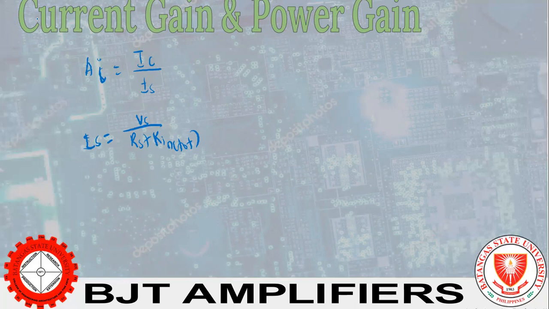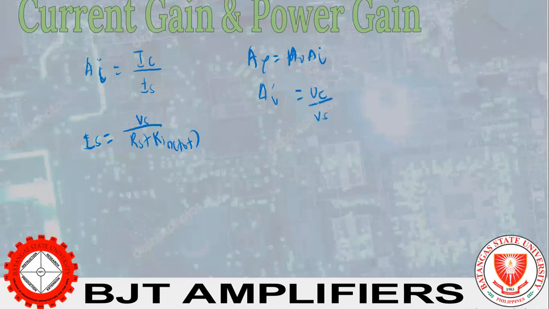And the power gain, so ano power gain? Pag multiply lang natin si AV, si voltage gain, at saka si current gain. Which, pwede din natin siyang isulat, yung overall voltage gain, as VC over VS.